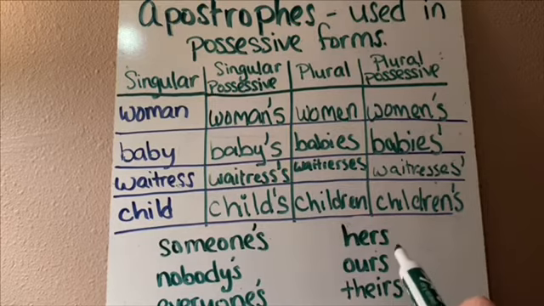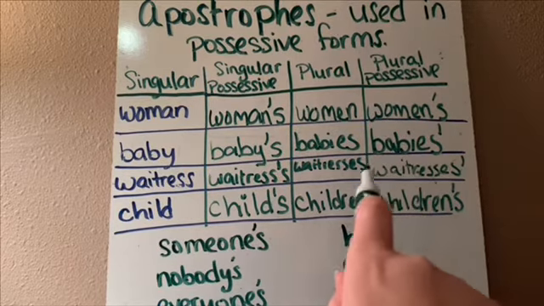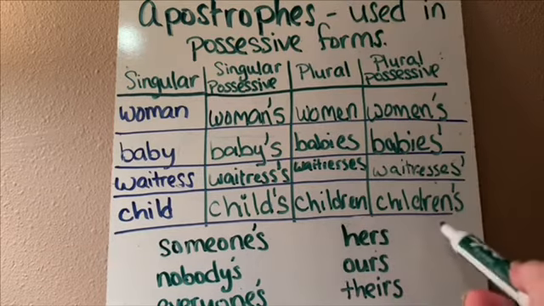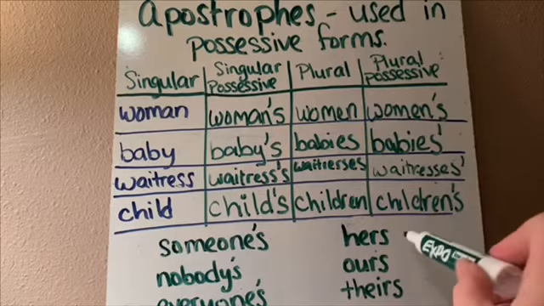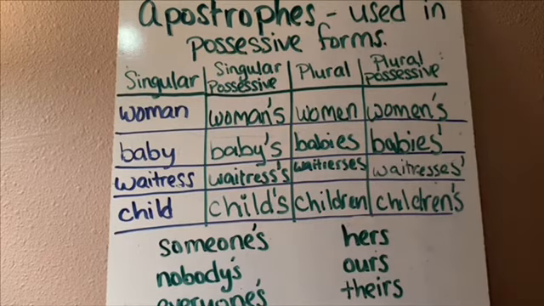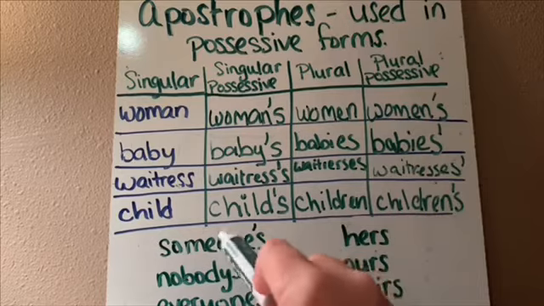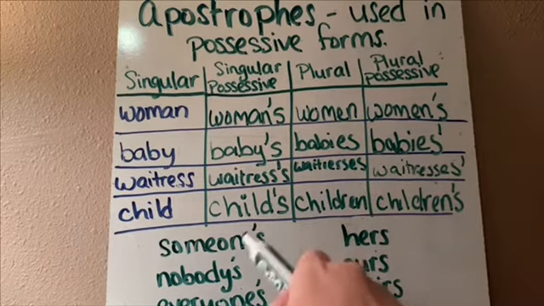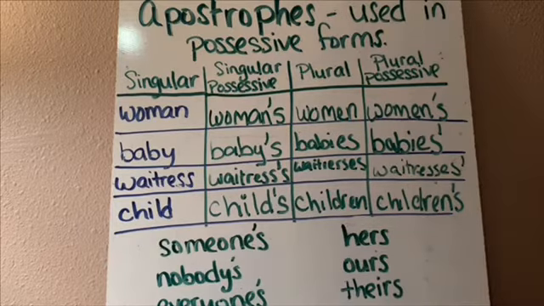Now if we have just normal regular pronouns, personal pronouns, talking about a specific person, hers, ours, theirs, then we do not add apostrophe S. But if you have a pronoun that ends with one or body, so you've got words like someone's, nobody's, everyone's, anybody's, all of those we are going to use apostrophe S, okay? All right, so those are just some ways that we can use apostrophes.